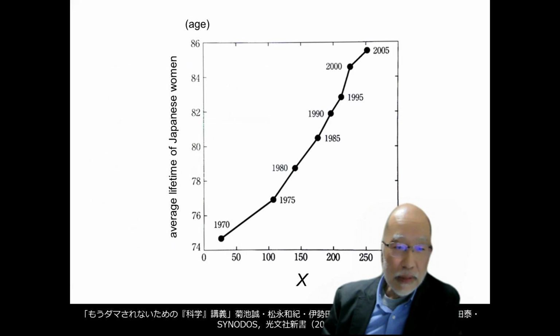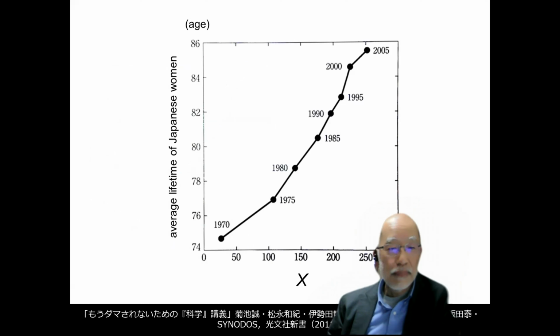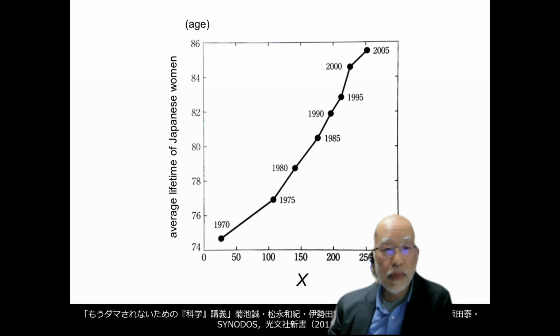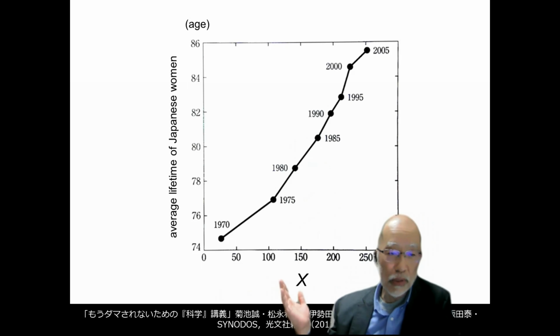So this is the plot of the average lifetime of Japanese women plotted against X. And you see that the average lifetime of Japanese women in 1970 is about 75. But that is increasing, going up. In 2005, it becomes 85. So do you know what X is?